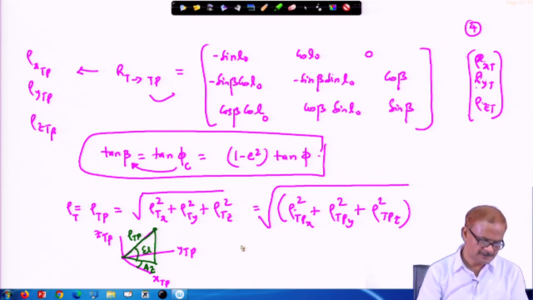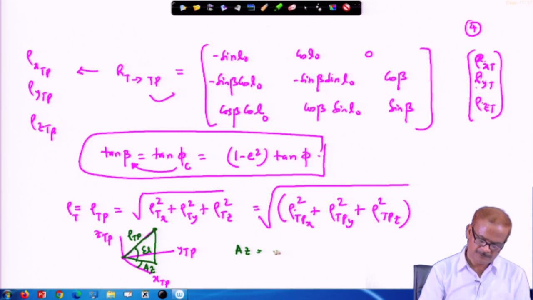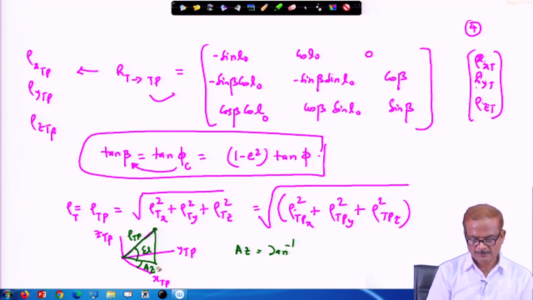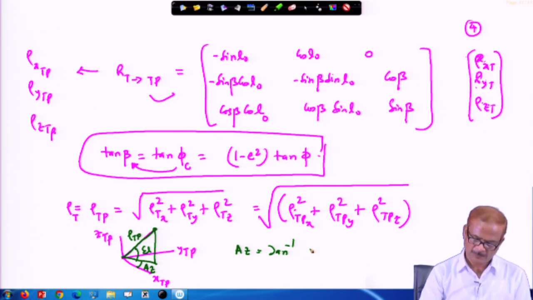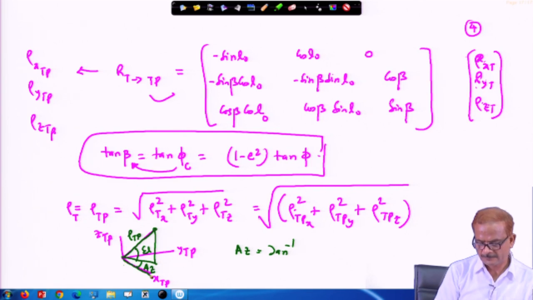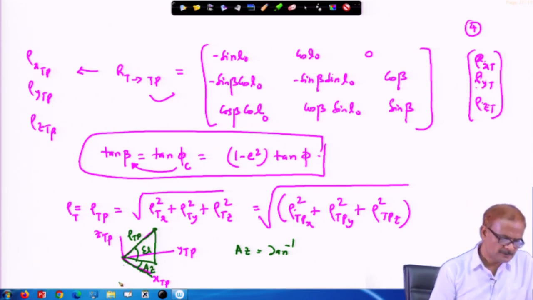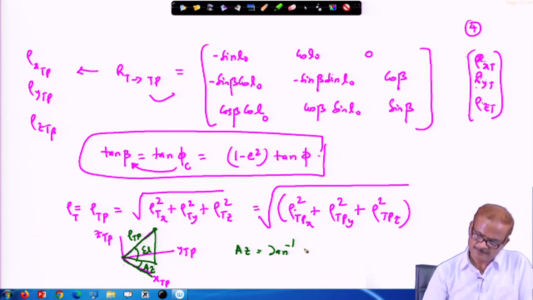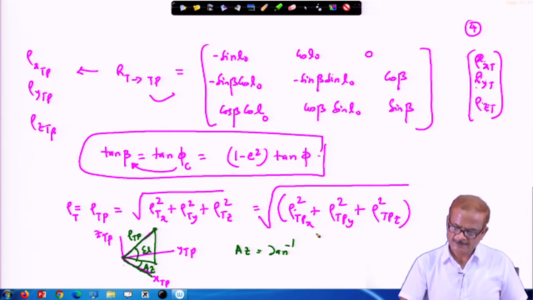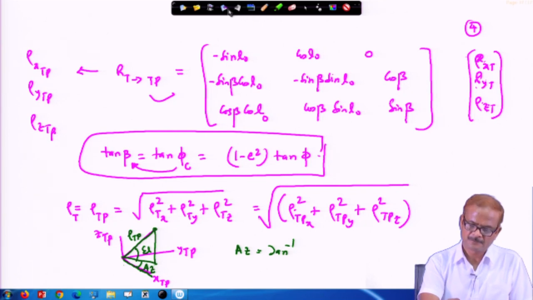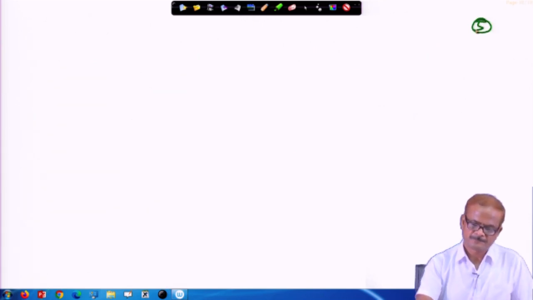So, we can immediately write azimuth equal to tan inverse y_tp. The azimuth angle we are measuring from the x direction, so we will have y_tp divided by... So, tan inverse, we will write it clearly on the next page, we go, fifth.